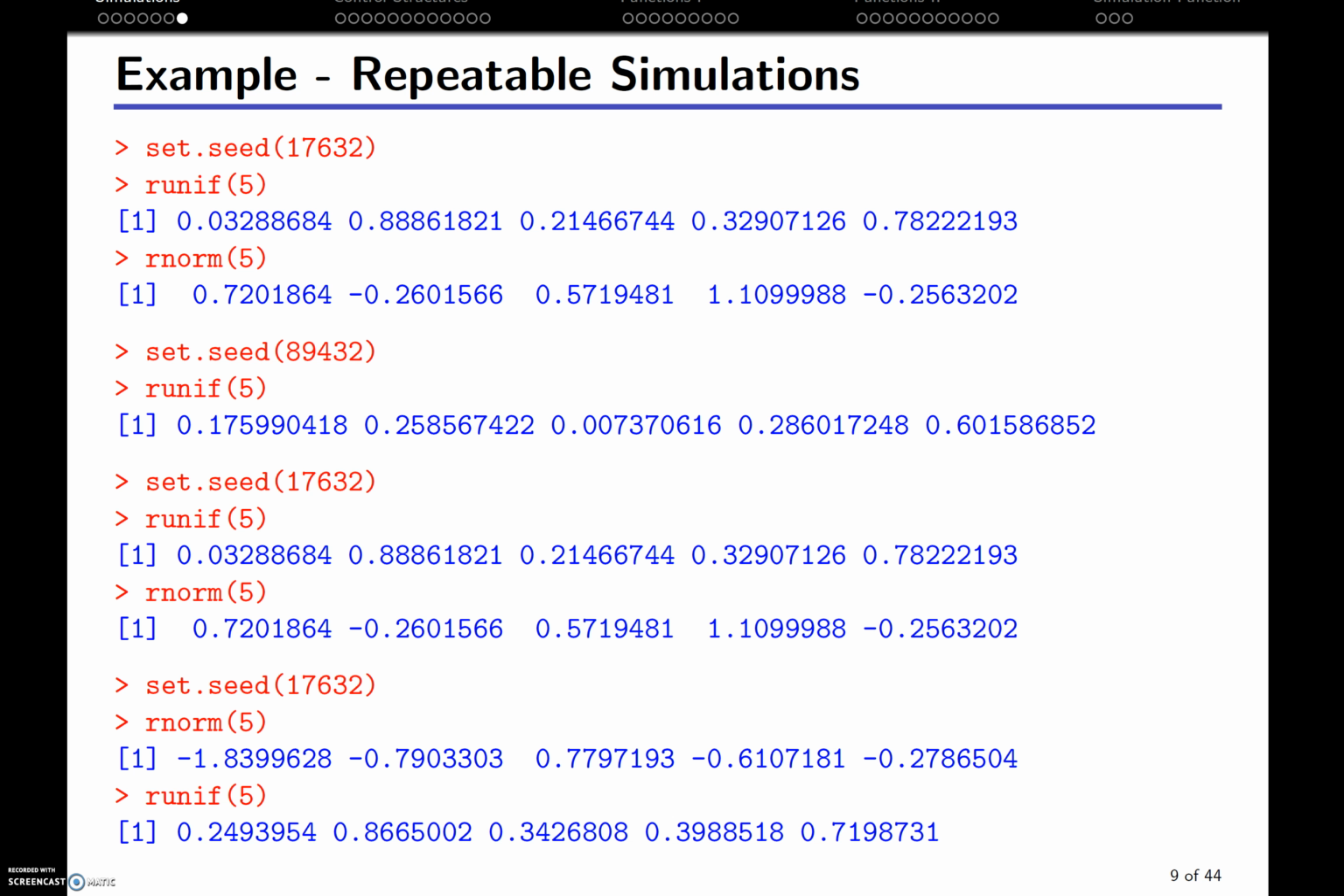So here are some repeatable simulations. Here's the set.seed, here's just a number. This number is not so important as much as you just need to remember what it is and keep that in your code. Here we get some uniform and normal random variables. If we set a new seed, we get a distinct set. If we go back to our original seed, we get those same sets that were above, and so forth.